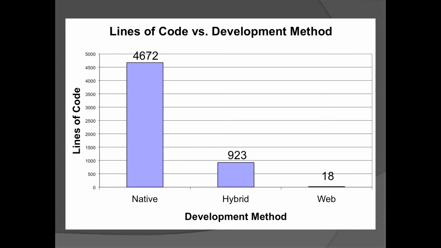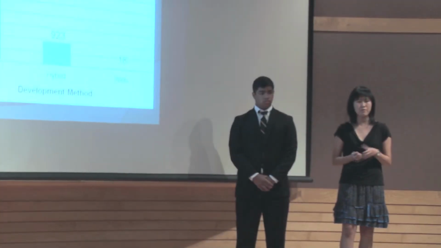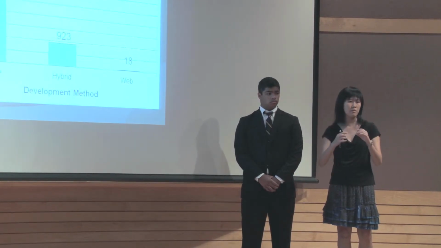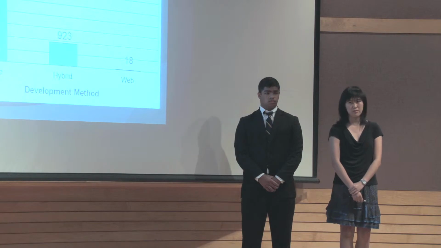The reason for this big difference is because the native app is written in Java. It's much more customizable, and Java is a very wordy language compared to the others. And the web app only had 18 lines of code because, as you remember, they were pre-programmed functions. So there was more code behind what you saw, but that's a trade secret for Microsoft.